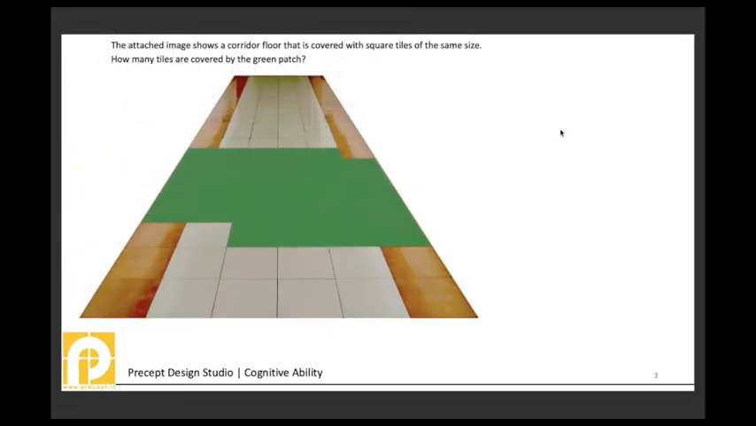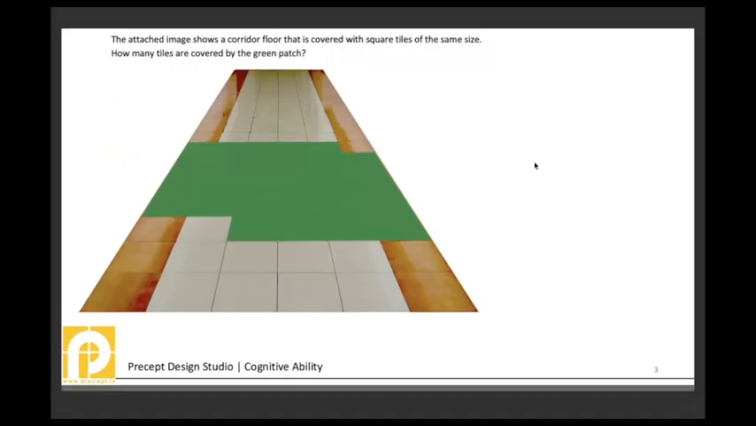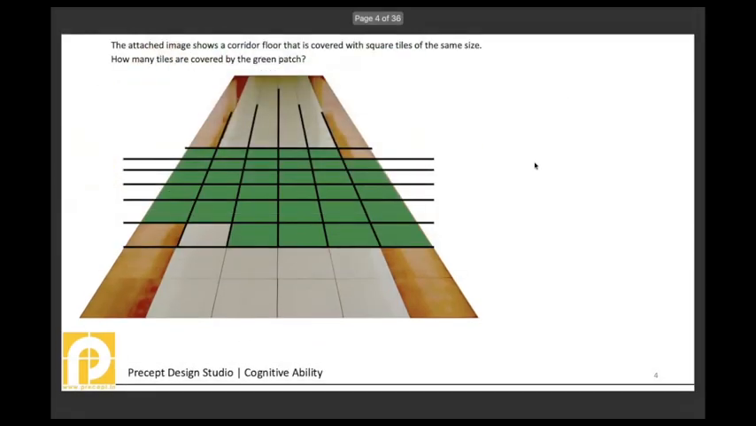The attached image shows a corridor floor that is covered with square tiles of the same size. How many tiles are covered by the green patch? We have to identify the total tiles that are covered by the green patch in the figure. Okay, so let's do this. This is how the tiling will happen. Now please note, because this is in perspective, as you go further, the length reduces. The height of the length that we see reduces gradually.